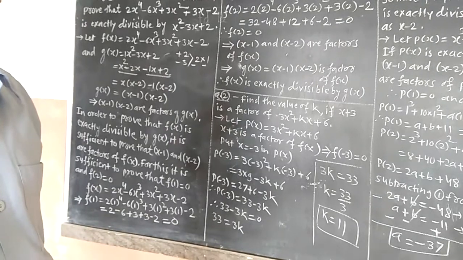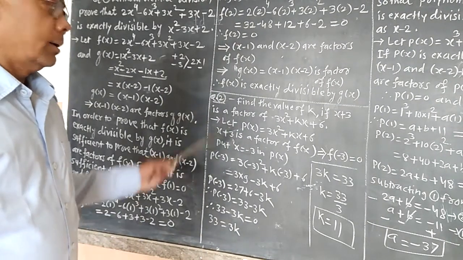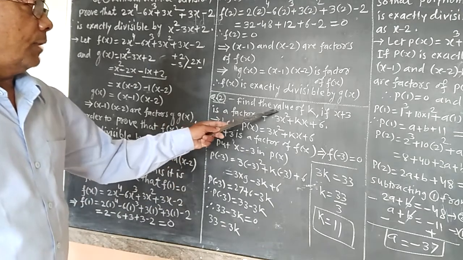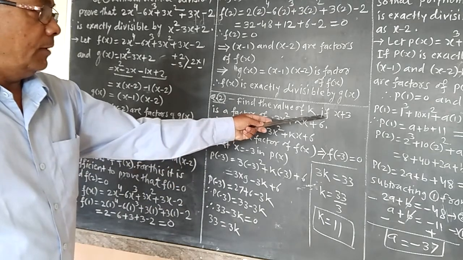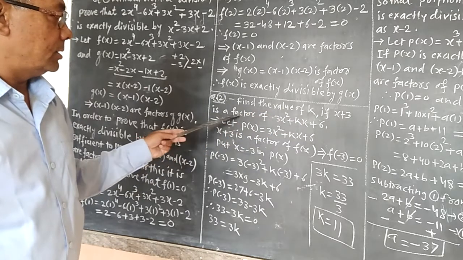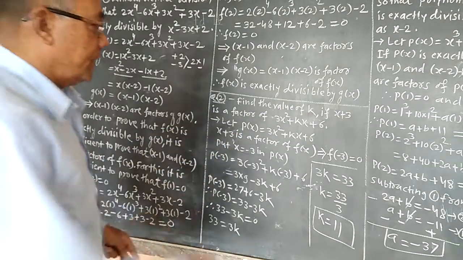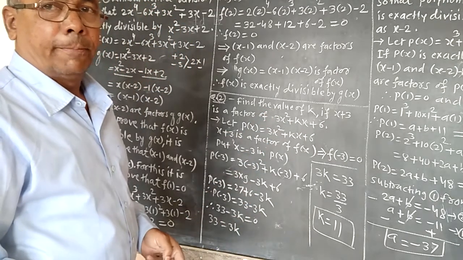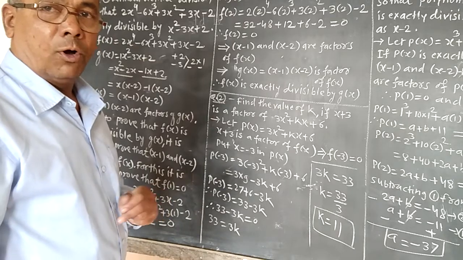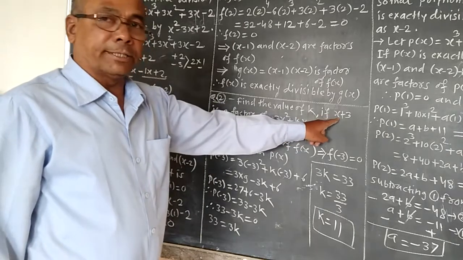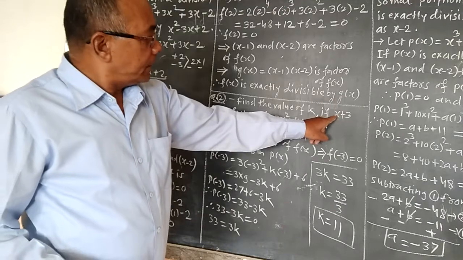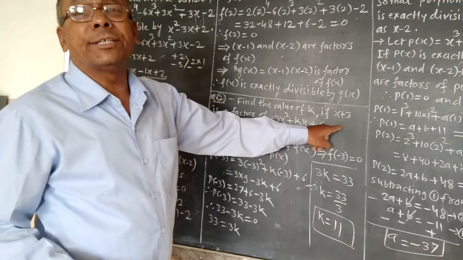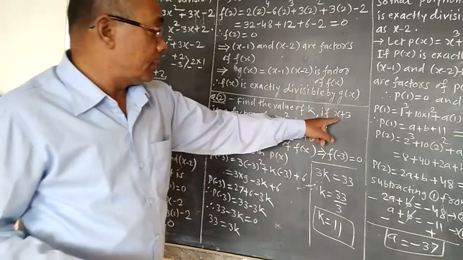And now we have to see another question, that is question number 2. Find the value of k if x plus 3 is a factor of 3x² plus kx plus 6. Means we have to find the value of k, and it is given that x plus 3 is a factor. Means if x plus 3 is there, then we have to take x is equal to -3 because plus 3 is there.